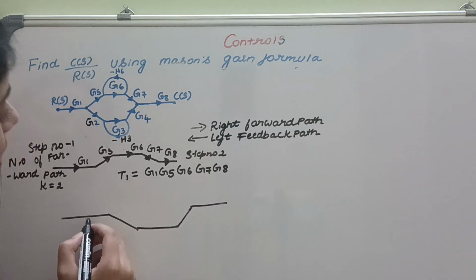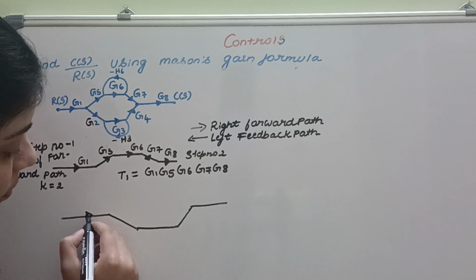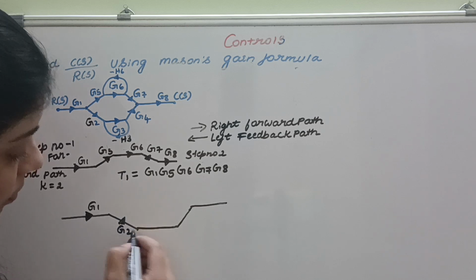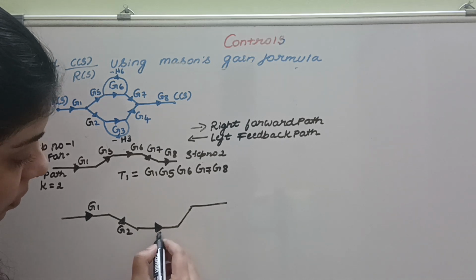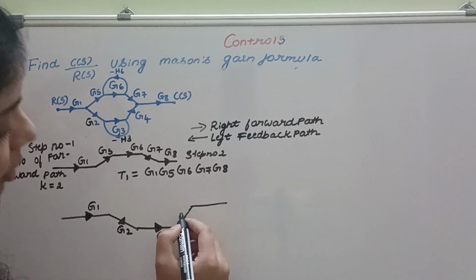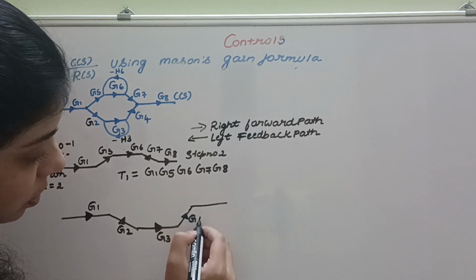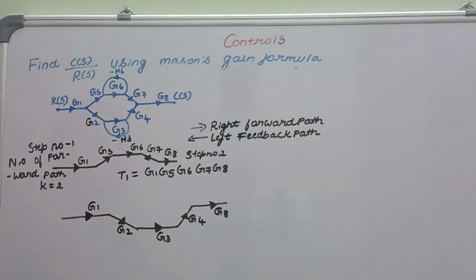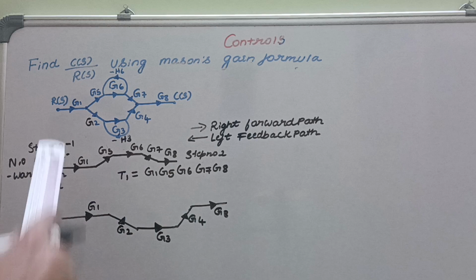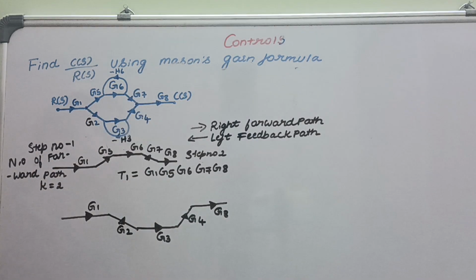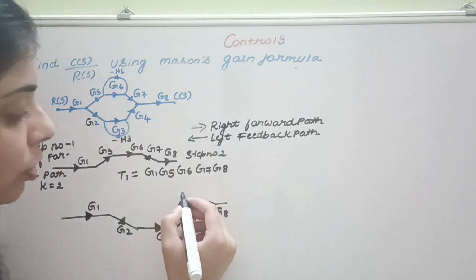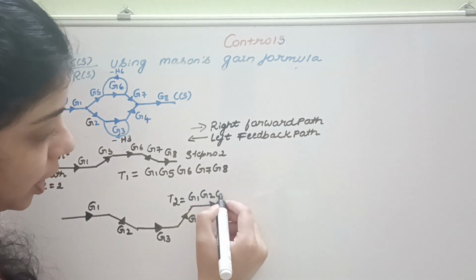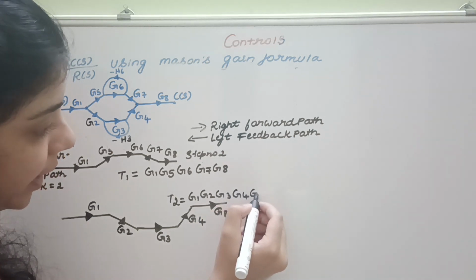Yes. So this is my G1, G2, G3, and this is G4, and this is my G8. Right? So G1, G2, G3, G4, G8. See, G1, G2, G3, G4 and G8. So this way I get my T2, and my T2 is this. Let me write it. Yes. So T2 is nothing but G1, G2, G3, G4 and G8. Correct? This is right.